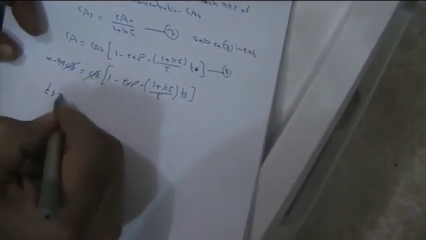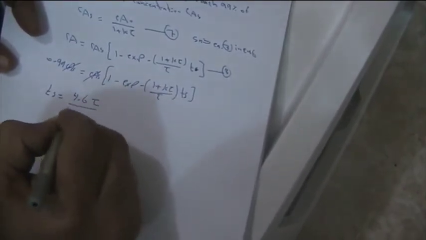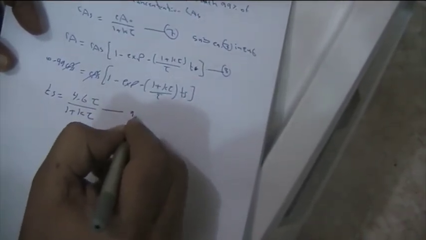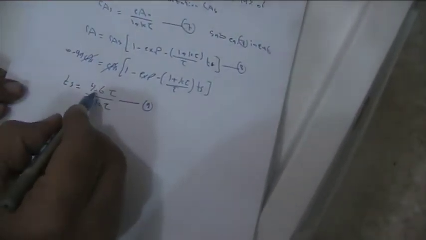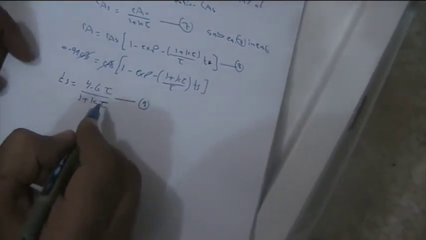and you can cancel CAS with CAS. So solving for Ts will give 4.6 tau over 1 plus k tau, and let this be equation 9. So we can see that the time to reach a steady state is 4.6 tau over 1 plus k tau.